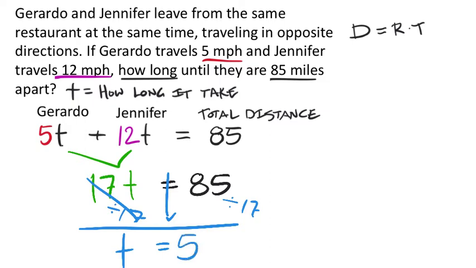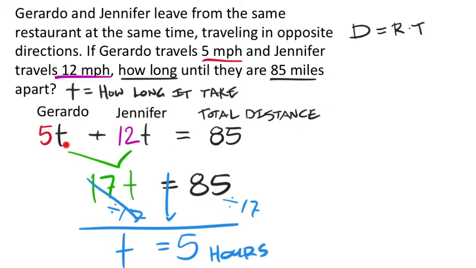Now, this is not how long in distance, it's how long in time. That's why we use t, and time in this case was in hours. It'll take them 5 hours until they are 85 miles apart. Okay, now you can check this as well.